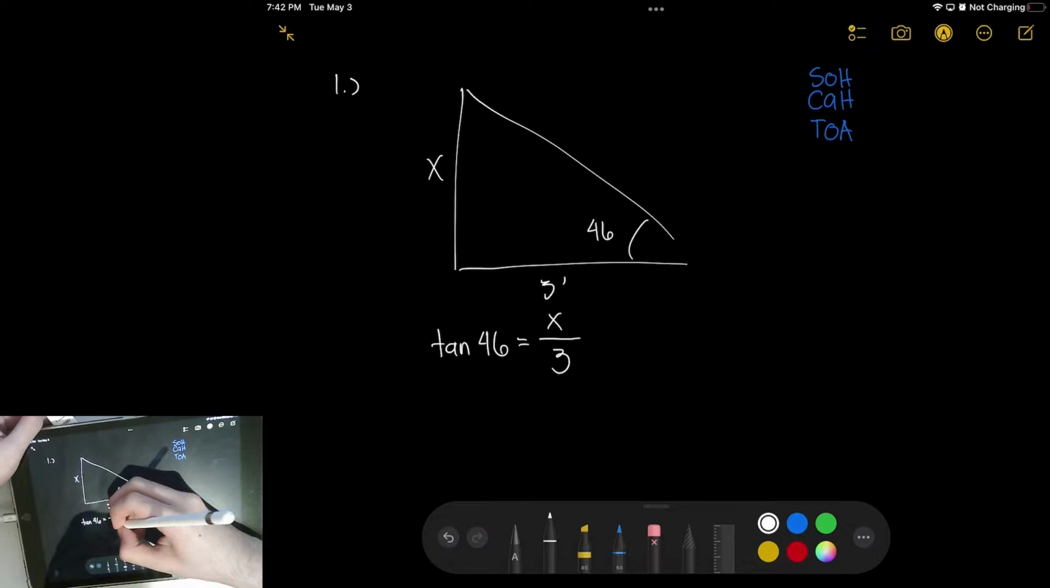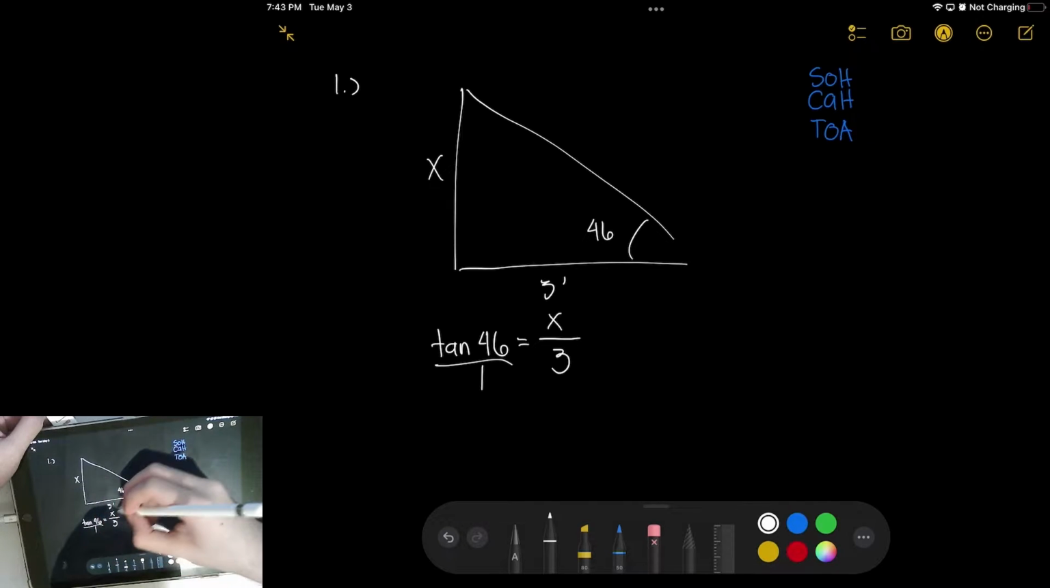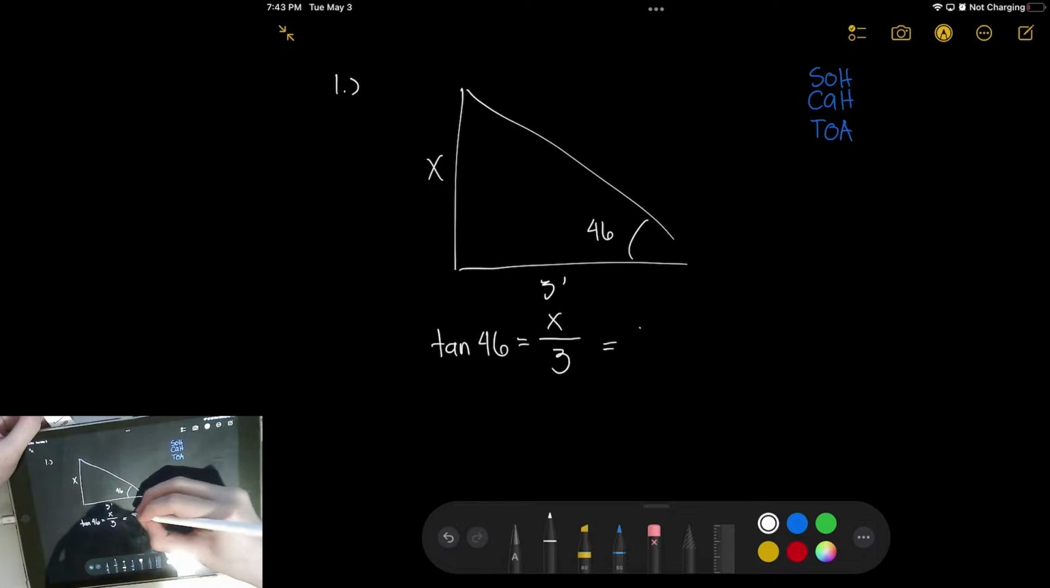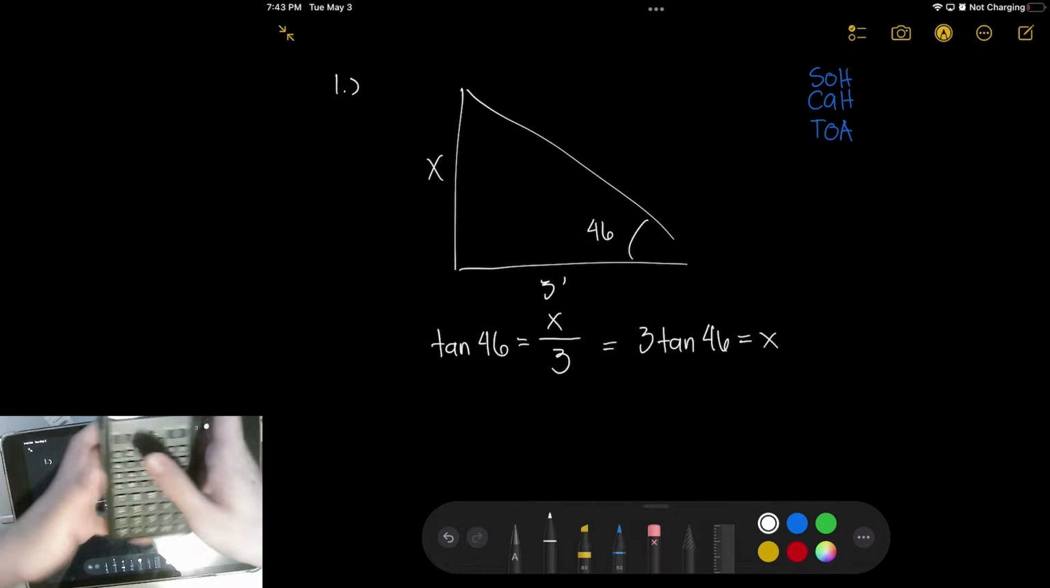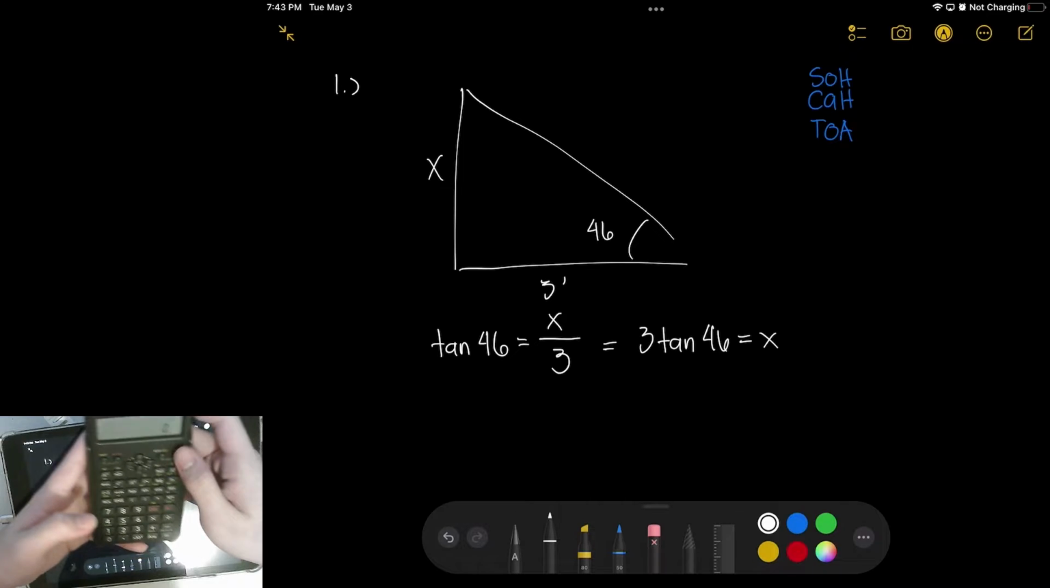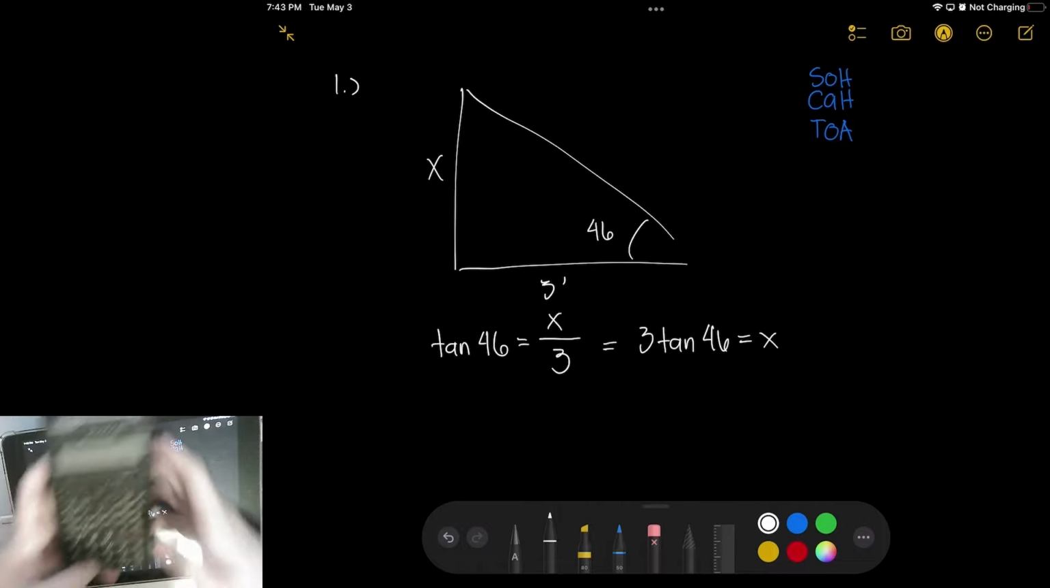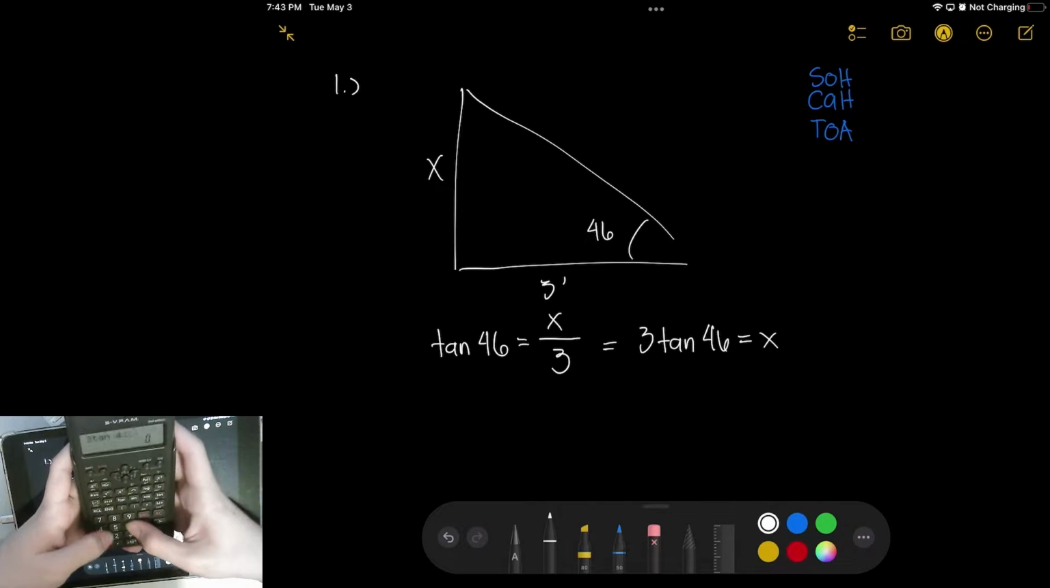So when we cross multiply, we just multiply the denominator with the variable here, because this is basically tan 46 over 1, and when you cross multiply, x times 1 is just x, and then this turns into 3 tan 46 equals x. We take out our scientific calculator and we input what is written down here, 3 tan 46.